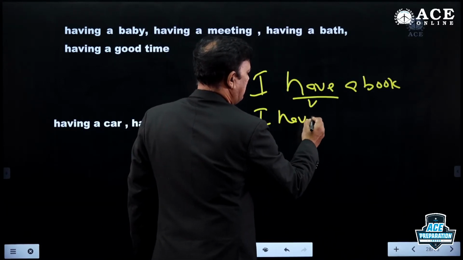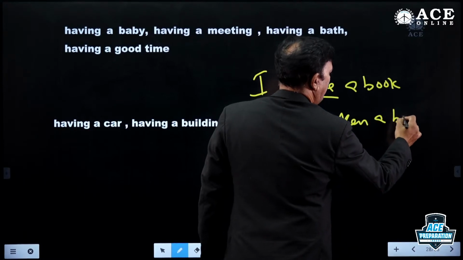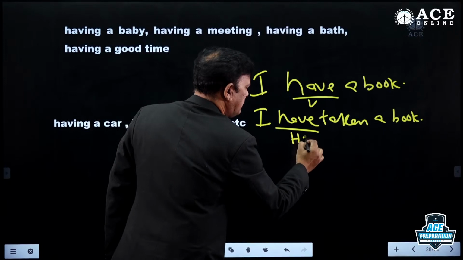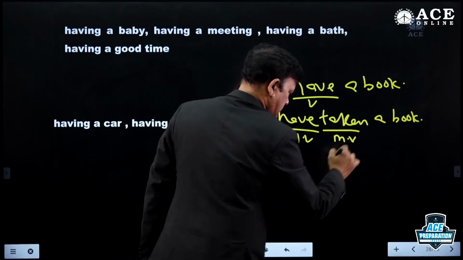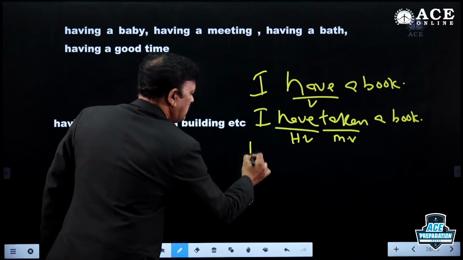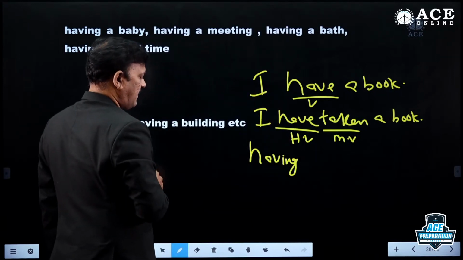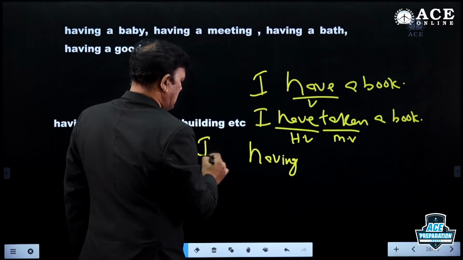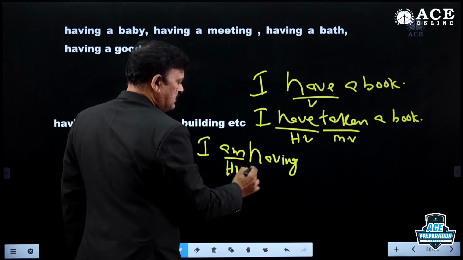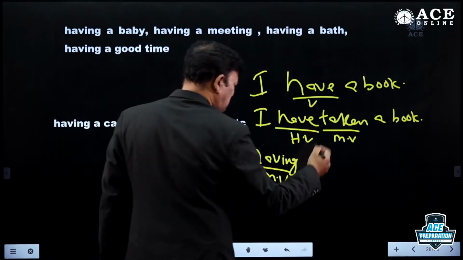I have taken a book. In this, this is the helping verb, this is the main verb. Now, I am talking about having. Look at this. I am having. Obviously, this is the helping verb, this is the main verb. I am having what? Food.